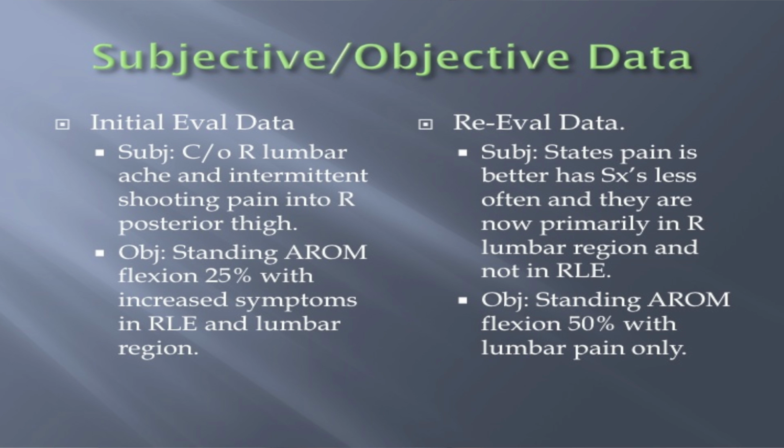His initial eval data include subjectively complaining of right lumbar ache and intermittent shooting pain into the right posterior thigh, and objectively active range of motion standing flexion at 25% with increased symptoms. His re-eval data includes, he states that his pain is better and he has symptoms less often, and they are now primarily in the right lumbar region and not in the right lower extremity. Objectively, his standing trunk active range of motion flexion has improved to 50%, and now he only presents with pain in the lumbar region and not in the right lower extremity.